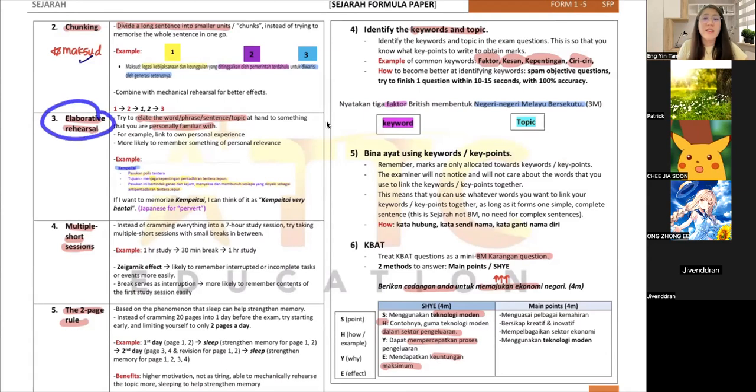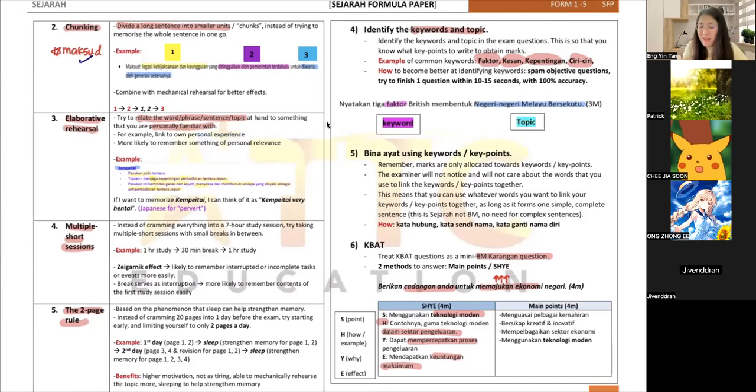Okay. Now the next one here is elaborative rehearsal. Elaborative rehearsal is basically a method where you try to relate, because you think like this, guys. Sejarah is talking about the human, the society, the people, what they did, what they experienced, the stories and everything. So it's all related to humans, right? You guys are human, we are all human, so you can try your best to relate it to your personal experience, so that it's easier for you to remember the full story.